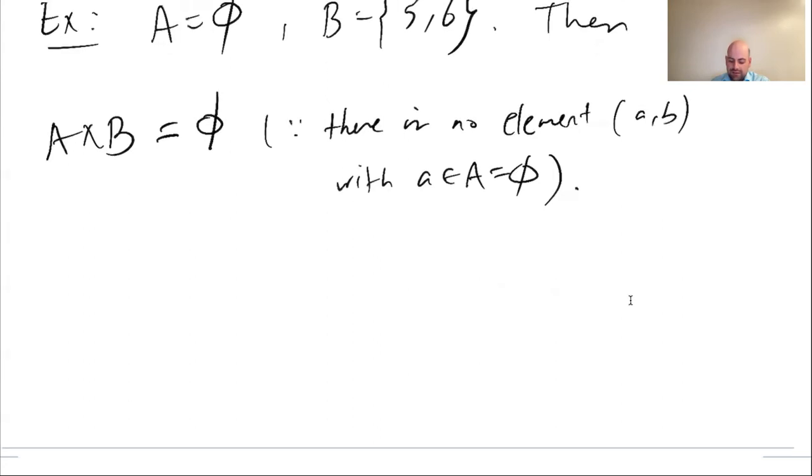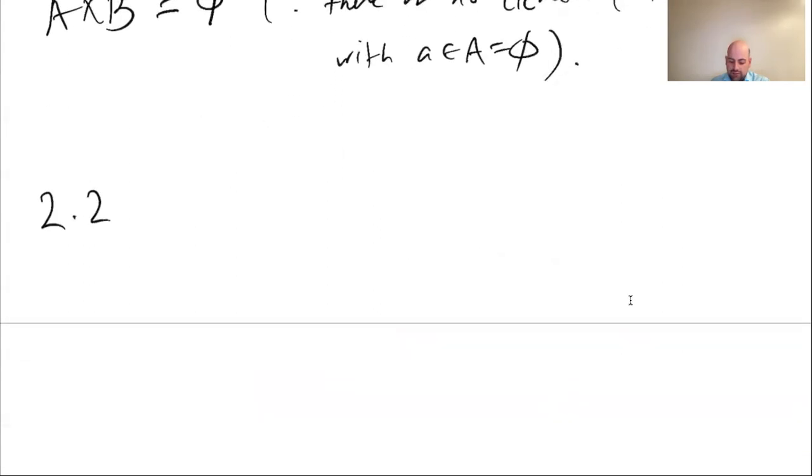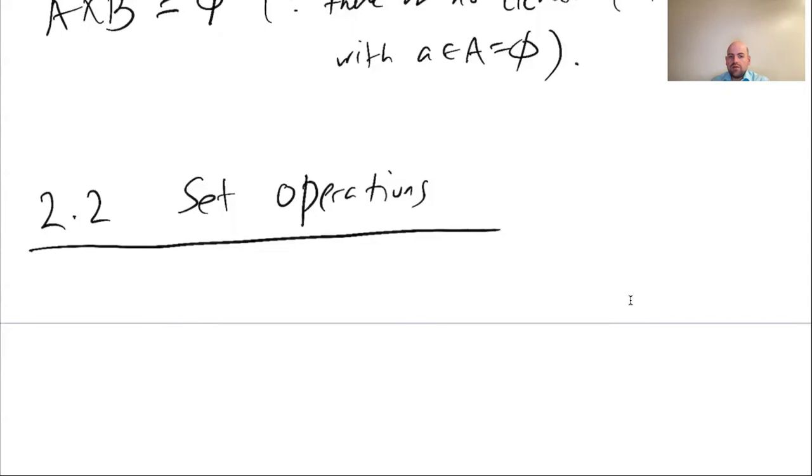Now let's look at the second section, 2.2, set operations. Okay, now in this section, we have at least two sets, and we want to define a new set using an operation between them. So whenever we talk about an operation in mathematics, it's performed between two elements of the same type. For example, addition is an operation that is performed between two real numbers, and then you get a new real number.